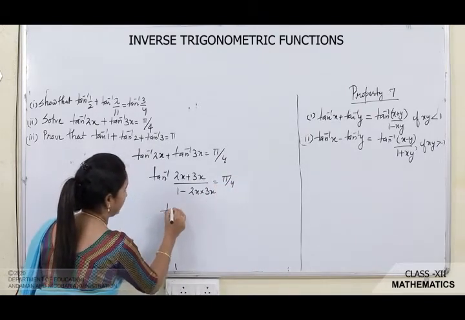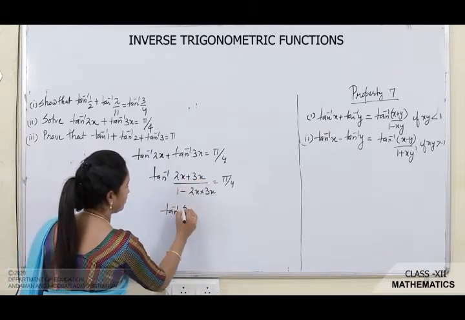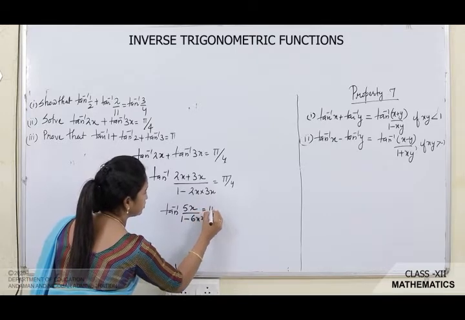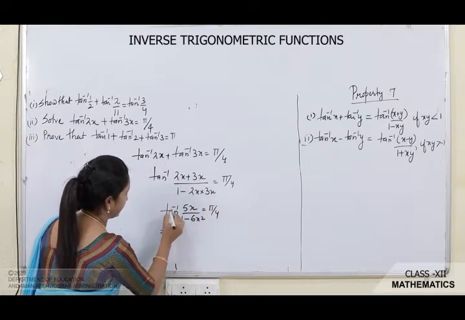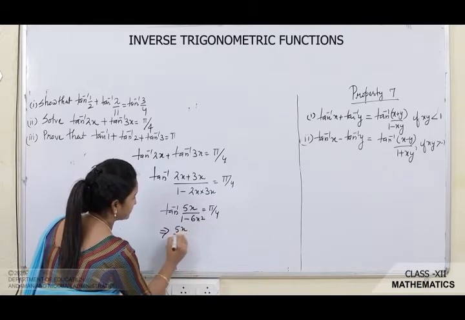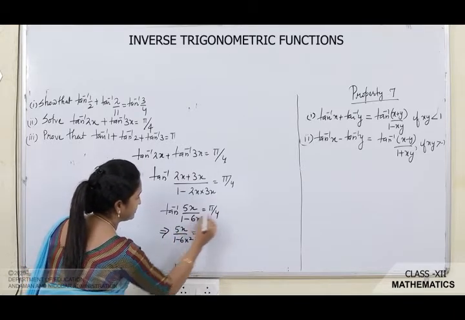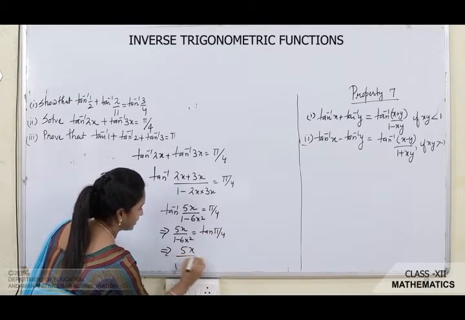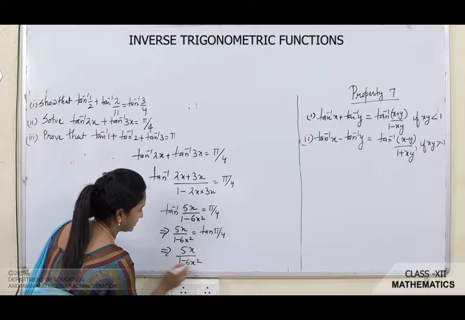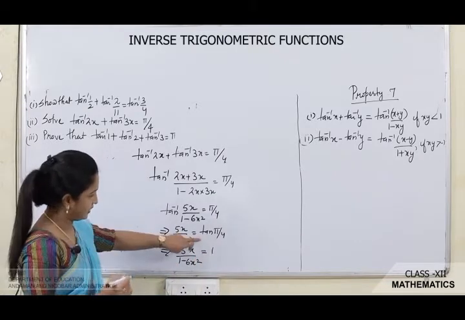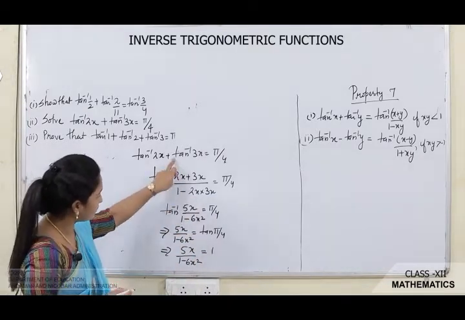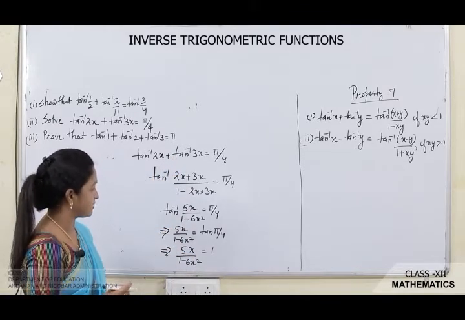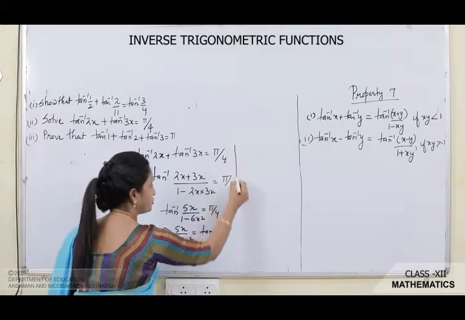So tan inverse of (2x plus 3x) is here, 5x by (1 minus 6x square) is equal to pi by 4. That implies 5x by (1 minus 6x square) will be tan pi by 4. And what is tan pi by 4? Tan pi by 4 is nothing but 1. Clear? I have done the simplification here. You have applied the property here and simplified it, and you can see that 5x by (1 minus 6x square) is 1.